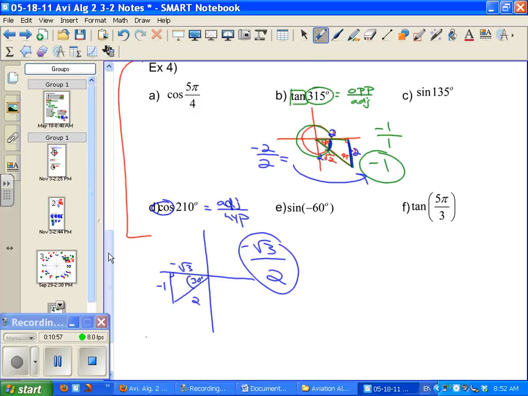Sine of negative 60 degrees, where is that going to be? First quadrant, second quadrant? Fourth, okay? Because it's negative, we have to go in the opposite direction. So I have to go this way, 60 degrees. There's my right angle. This one's got to be 30. It's a 30, 60, 90. This one's my short side. Let's let it equal 1.